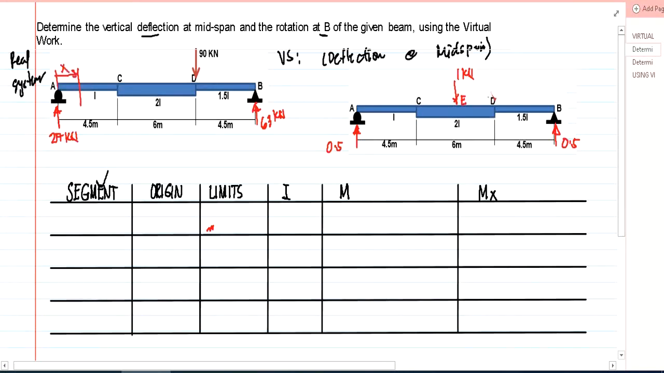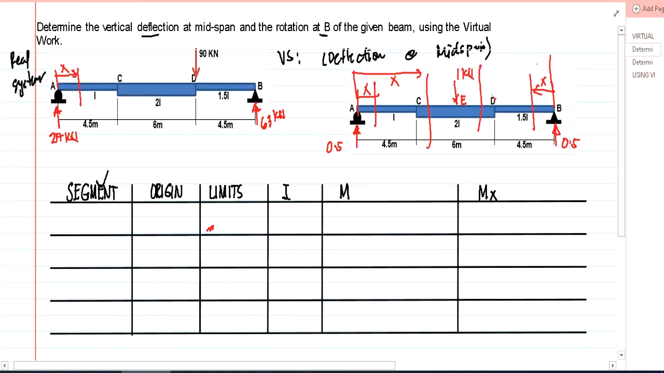let's take A as our origin for segment C, AC. Okay? So dito, mag-segment tayo dyan, X. Mag-cut tayo dyan. Let's take A as our origin, X. Okay? Pagdating natin dito sa DE and DB, let's take B as our origin. Okay? Pwede din dito pa rin kayo sa A. Okay? Pwede din.